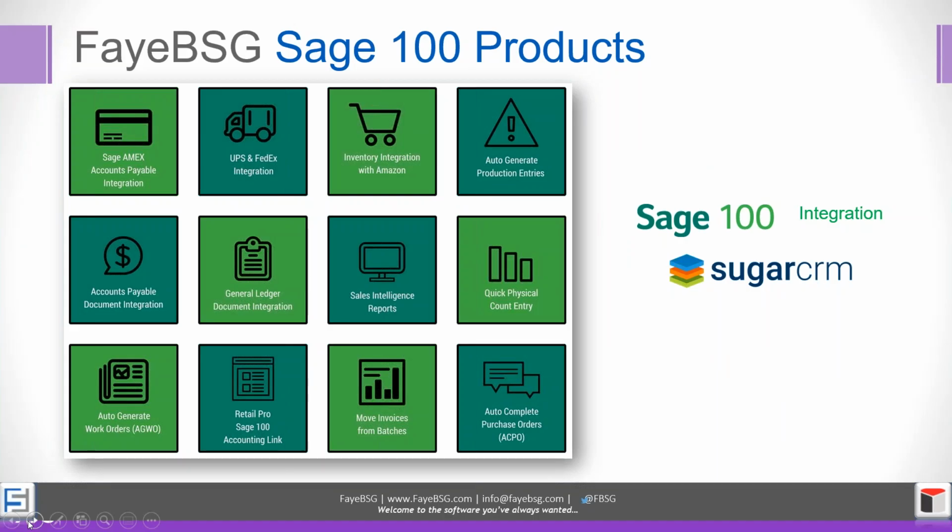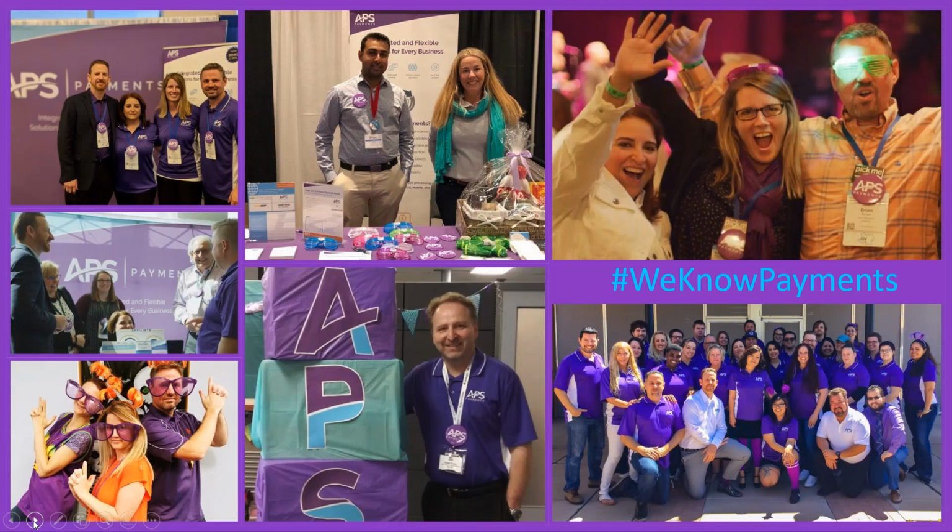And on the next slide, you can see some of our Sage 100 product offerings that we've built. We've built some really cool enhancements for Sage 100 that you can learn about on our website, fabsg.com, including some of these that you see here, as well as what we're most well known for is our Sage 100 integration with Sugar CRM. I think that's my last slide.